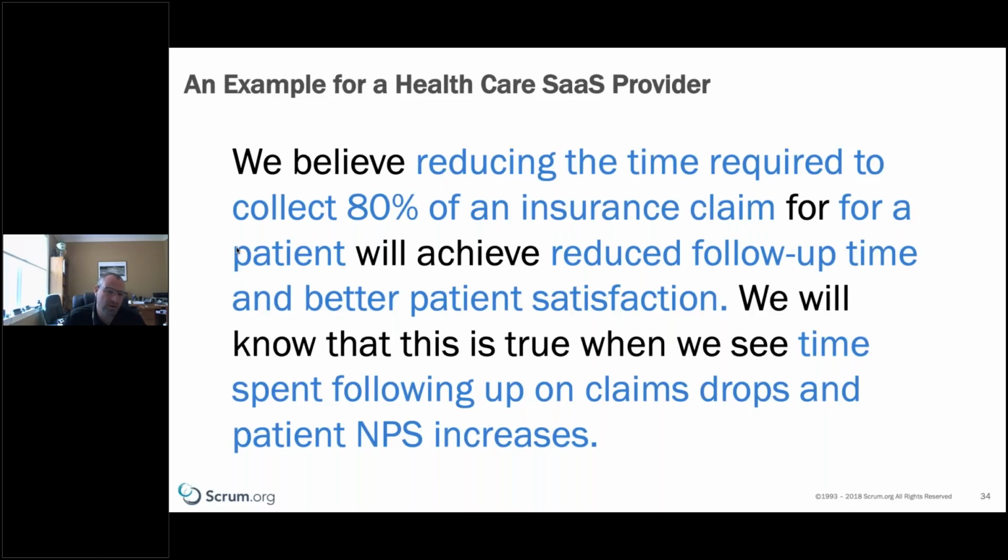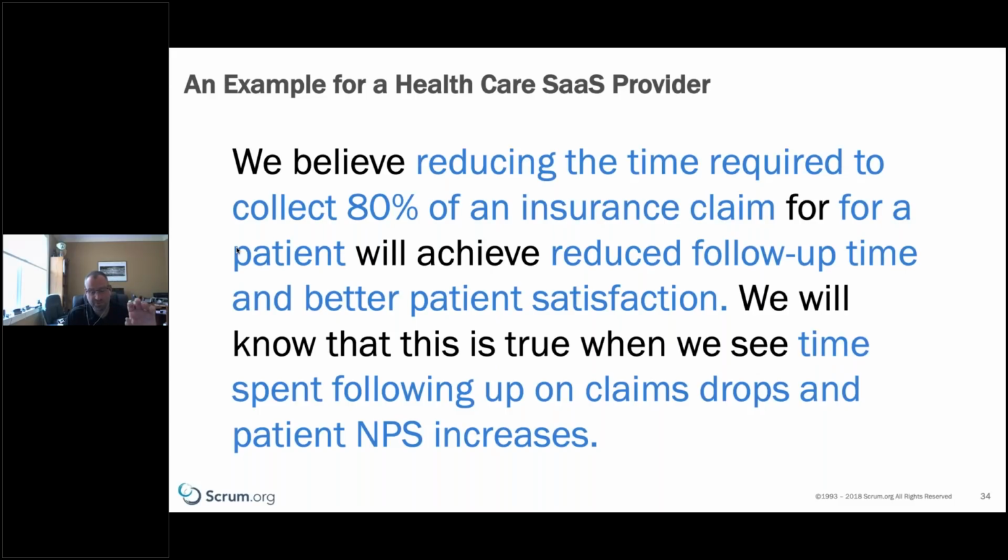So what they looked at was, we believe that reducing the time required to collect 80% of an insurance claim for a patient will achieve reduced follow-up time and better patient satisfaction. Great outcome. If patients are more satisfied, they're going to be more likely to want to work with us, and our insurers who are using our application are going to be more likely to use our application. So we will know that this is true when we see time spent following up on claims drops.